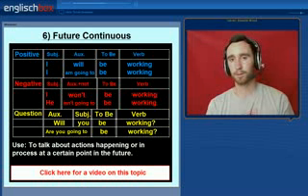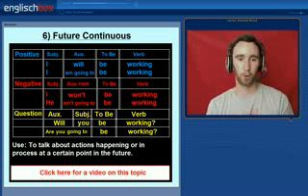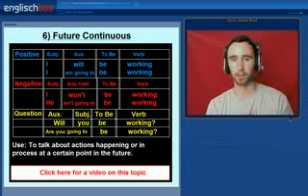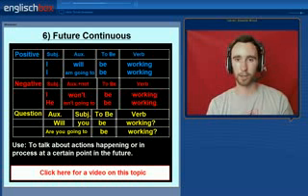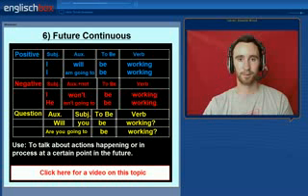In negative, I won't be working, or he isn't going to be working, for example. And in the question, the inversion is necessary again. Will you be working, or are you going to be working?